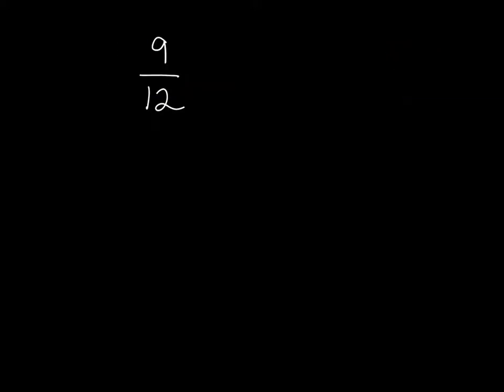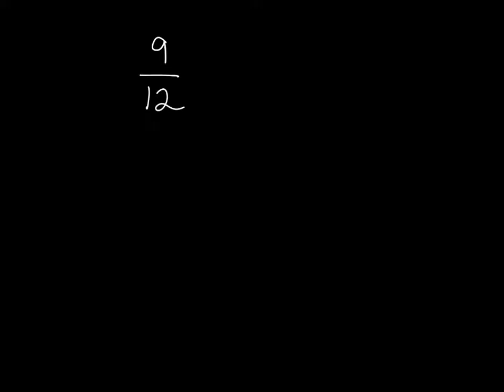Okay, we can also find equivalent fractions by dividing by the same number. And when you're asked to reduce a fraction, or simplify a fraction, or put it in lowest terms, this is what it means. You want to divide by the common factor and find the equivalent fraction that can't be simplified anymore.